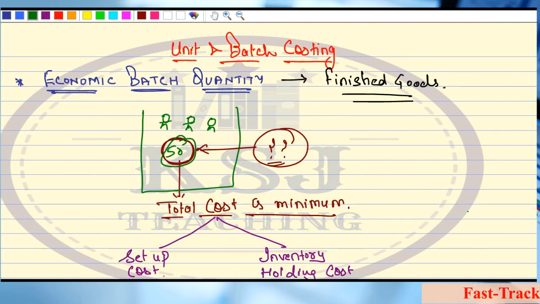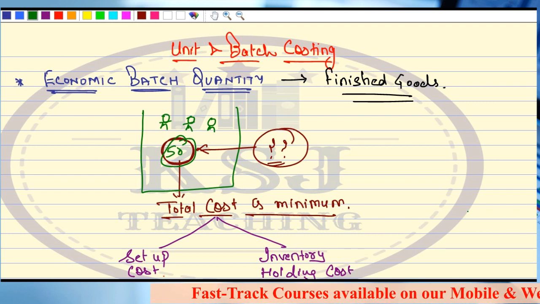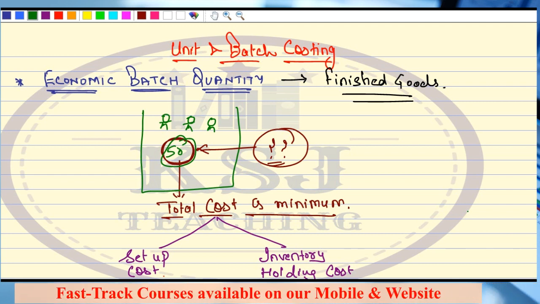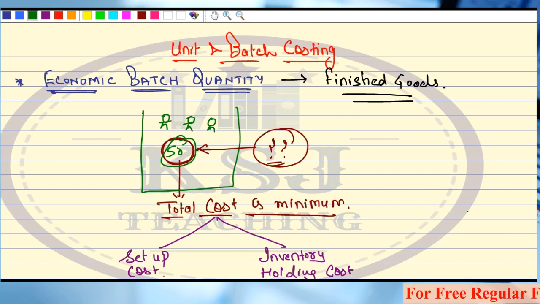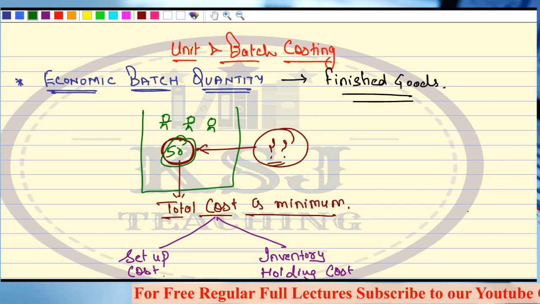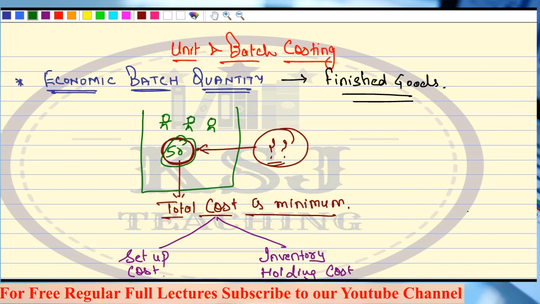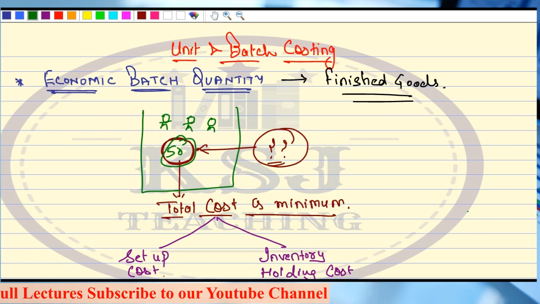How many students should be there in one class, so that the setup cost is minimum? That means you would have to set up the class again and again for them. And the inventory holding cost: once they have taken admission and studied, will you be able to carry and handle that many students or not? Clear, sir? So this is about the economic batch quantity.